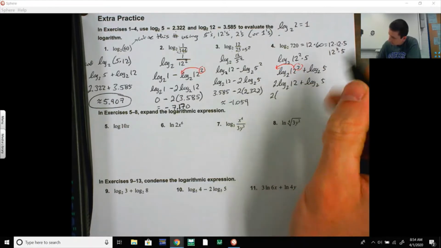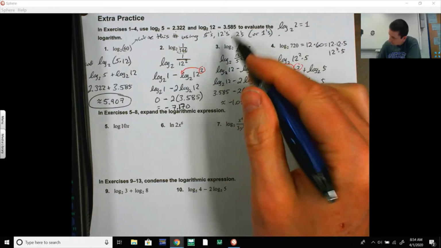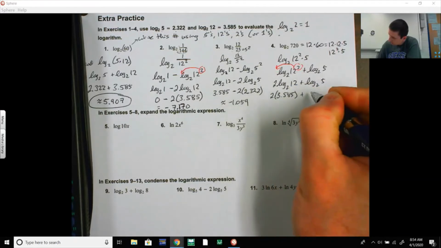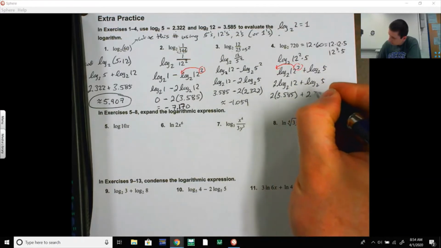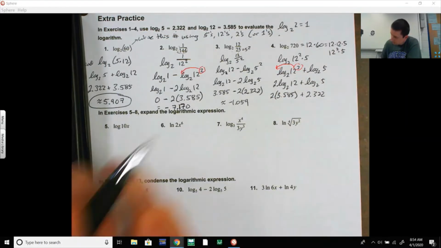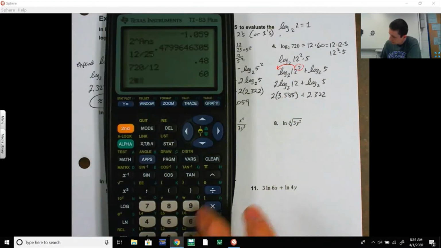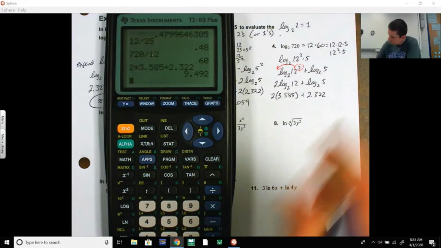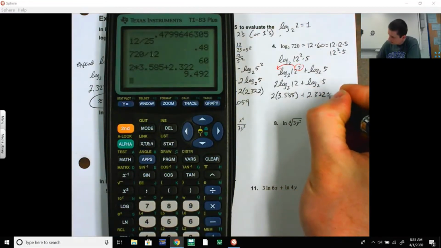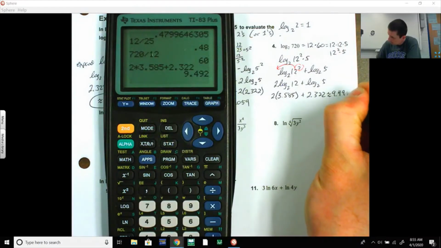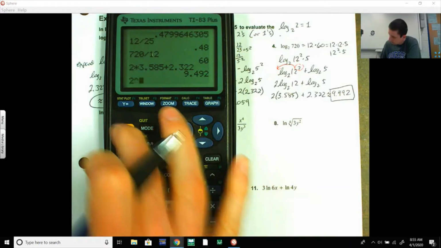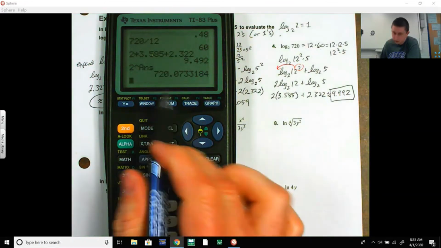So that's 2 times 3.585 plus 2.322. So 2 times 3.585 plus 2.322. And we get approximately 9.492 for that value. Again, we take 2 raised to that answer, and we should get about 720. Really close.